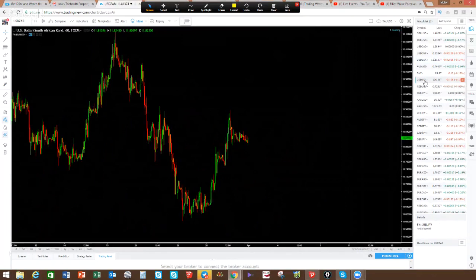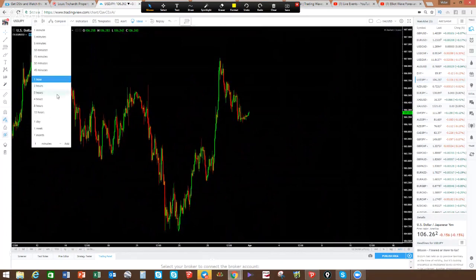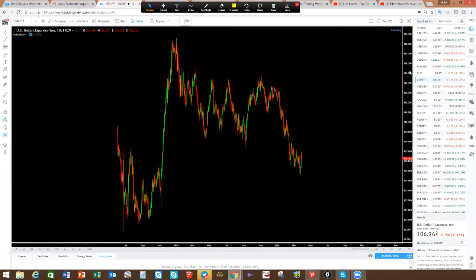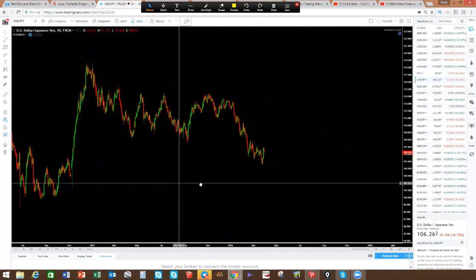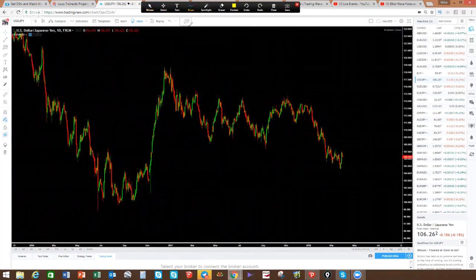US dollar JPY. Very interesting pair. Let's go to the higher time frame and show you the chart that I've been showing for the last 10 months or so. I've been showing the very same thing for 10 months every single week. That's one. That's one. That's 1, 2, 3. 1, 2, 3.